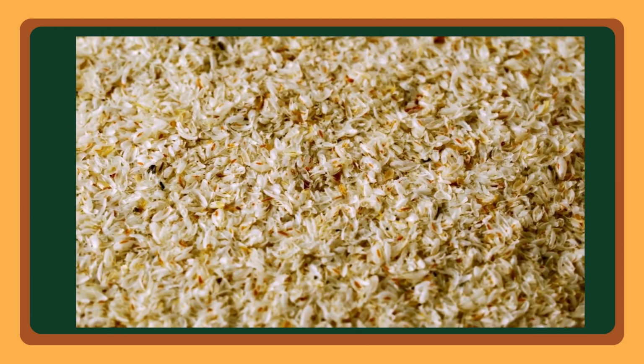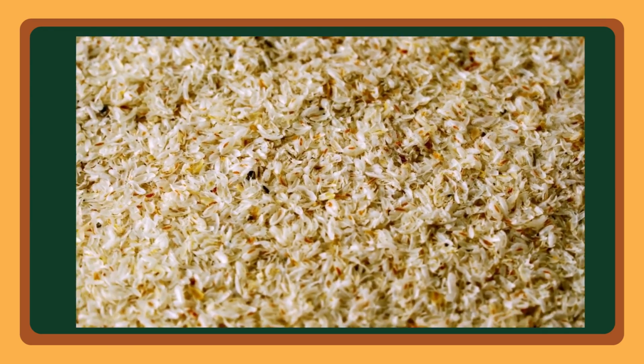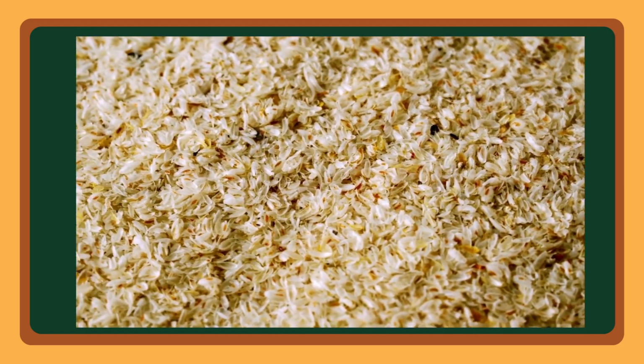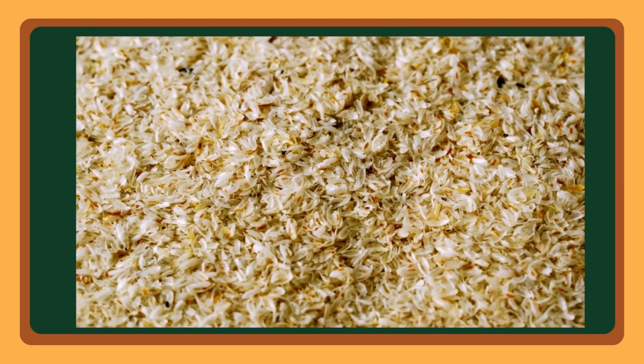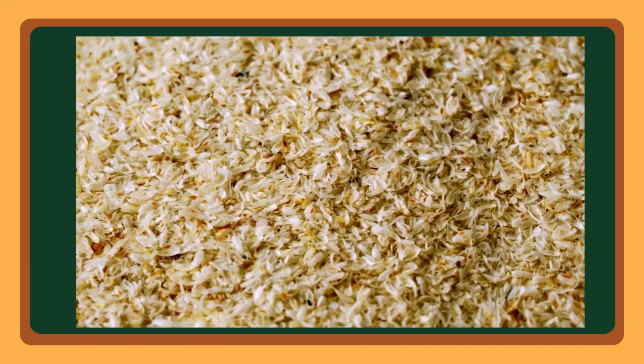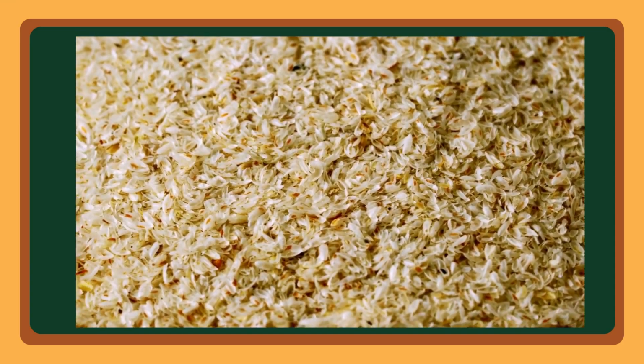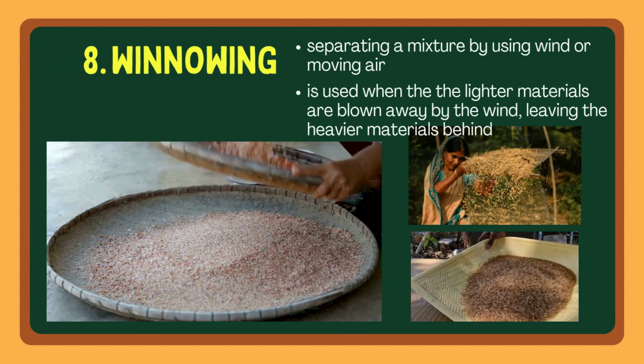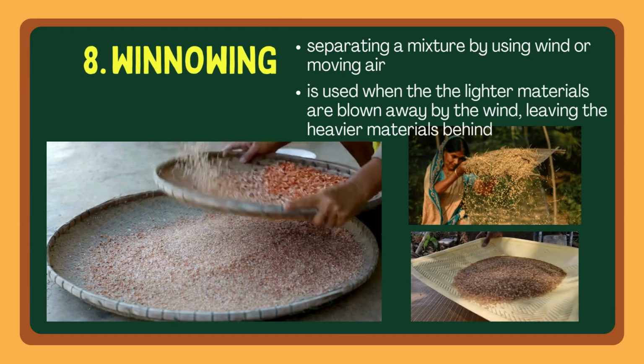Let's look at our last sample mixture. We have here a lot of husks and some rice. Can you separate them by picking them one by one? Think about this. The husks are much lighter than the rice grains. What can help carry away the lighter husks while leaving the heavier rice behind? That's right, winnowing.